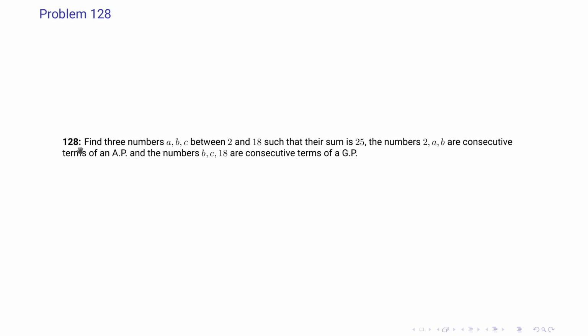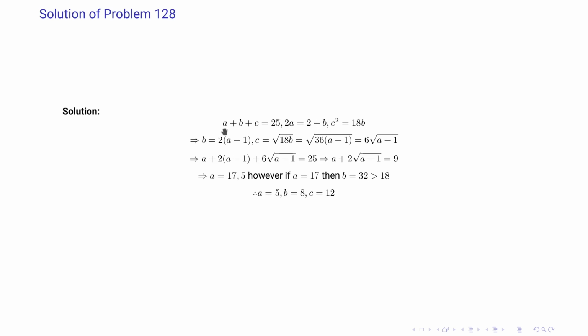Problem 128 says that find three numbers a, b, c between 2 and 18 such that their sum is 25. The numbers 2, a, b are consecutive terms of an AP, and the numbers b, c, 18 are consecutive terms of a GP.